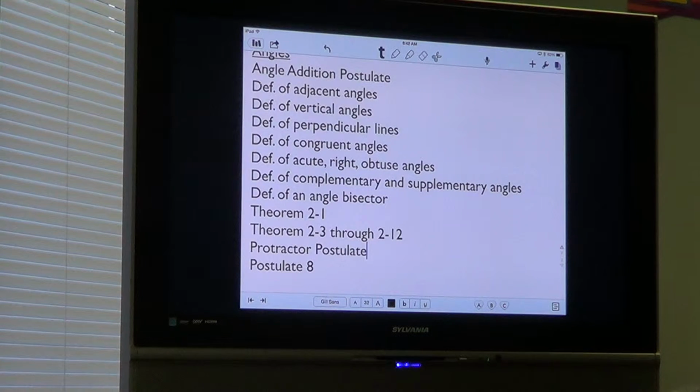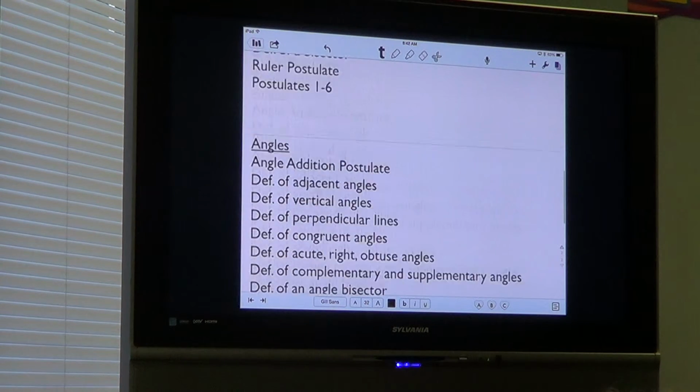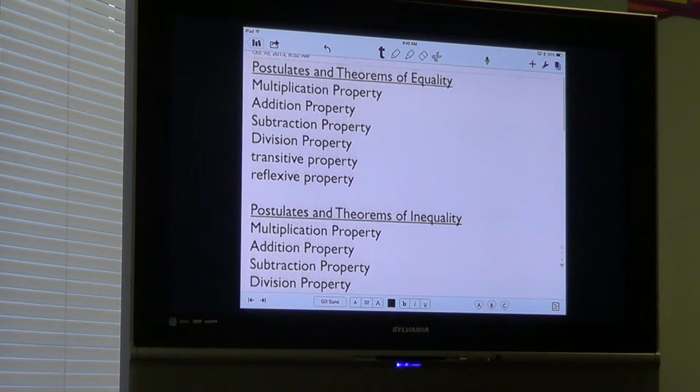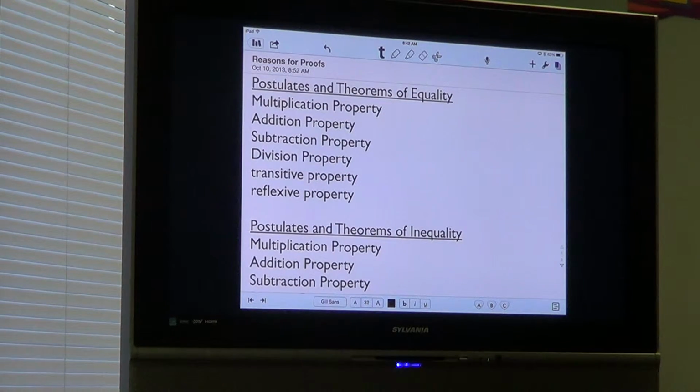Okay. The angle addition postulate. Yes, we had that from yesterday, so we have that. Okay. Anything else that we forgot? Okay. I will start a list and somehow we'll find a way to keep it so we can add to it throughout the year. And where we have examples for you guys to look at as well. Okay?